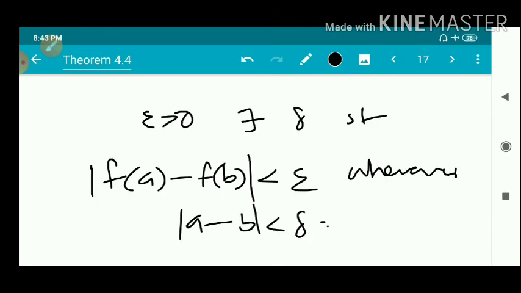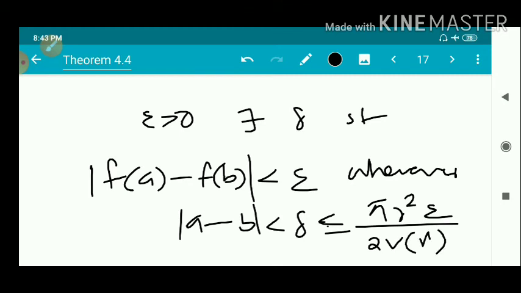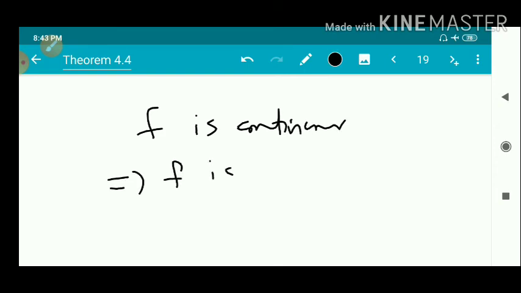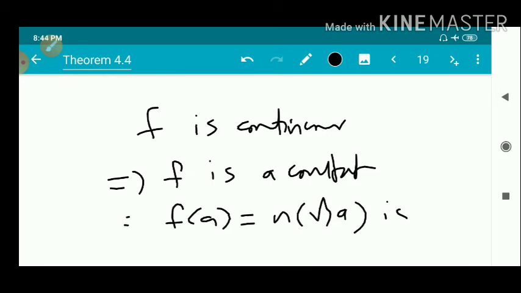So any delta less than or equal to pi r square epsilon divided by 2 v of gamma. So we take an epsilon and delta such that modulus of f of a minus f of b less than epsilon whenever mod a minus b less than delta. This is the definition of continuity, that is f is continuous. So by the previous result we can say that f is a constant. That means f of a equal to n of gamma a is a constant.